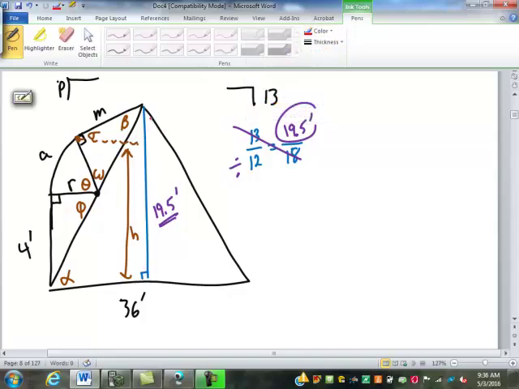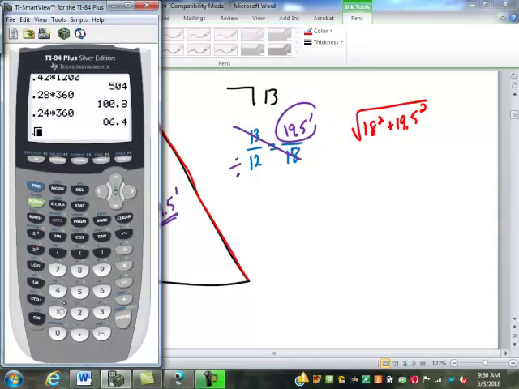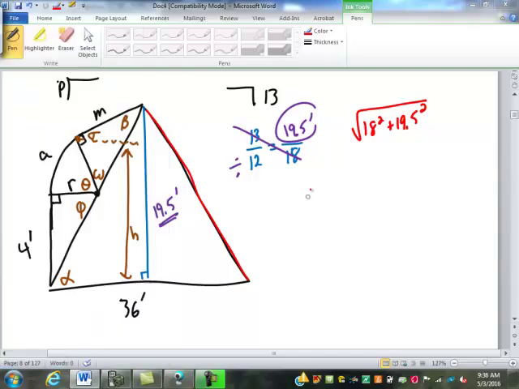So what that allows me to find then is the length of the slope here, which is going to be the square root of 18 squared plus 19.5 squared. Let's clear that out. We'll try that again. So I'm at 26.54 feet.